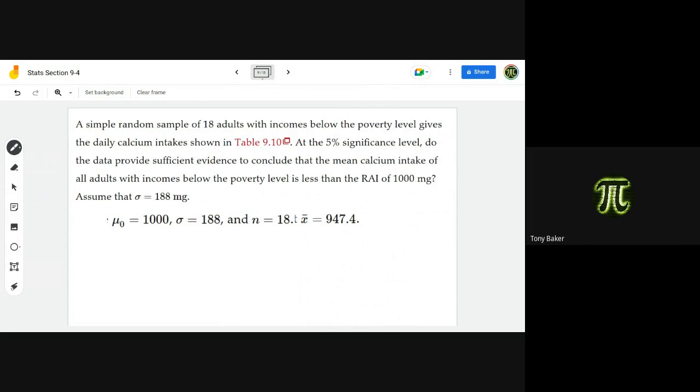All right, a simple random sample of 18 adults with incomes below the poverty level gives a daily calcium intake shown at a 5% significance level. Does the data provide significant evidence to conclude that the mean calcium intake of all adults with incomes below poverty level is less than the recommended average intake of 1,000 milligrams?